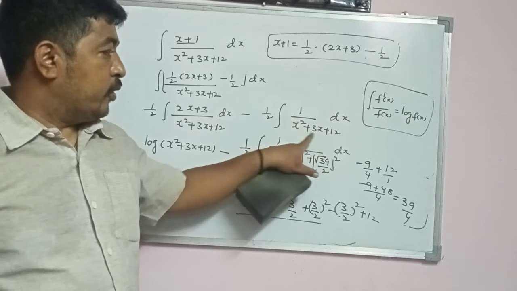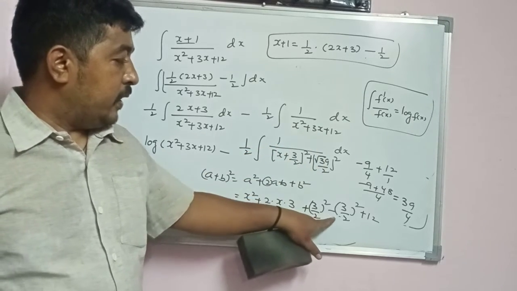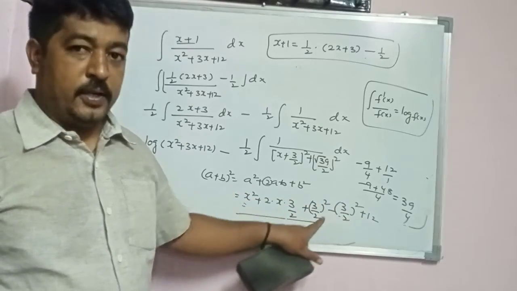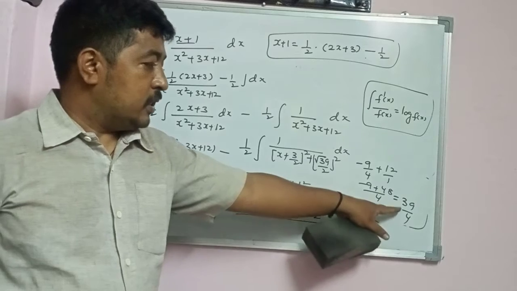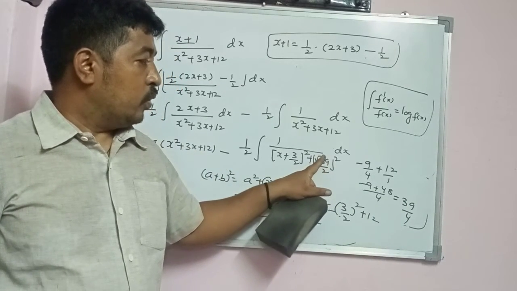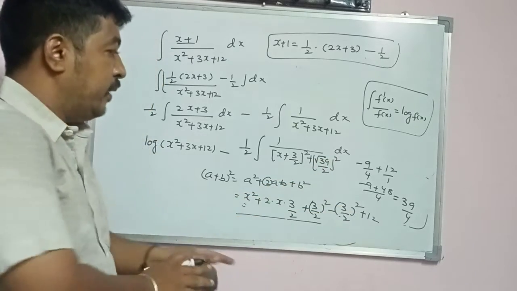It is of the form (x plus 3 by 2) whole square, a plus b whole square, minus the remaining constant. The 3 by 2 squared is added and subtracted once, which cancels. So by simplification, this is 39 by 4. Writing 39 by 4 in square form, the square root and square cancel, and the square root of 4 is 2. That is root 39 by 2.